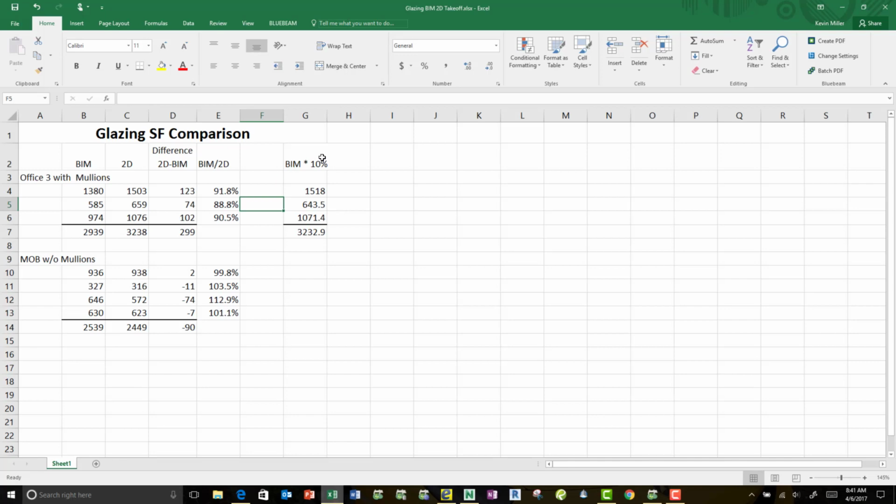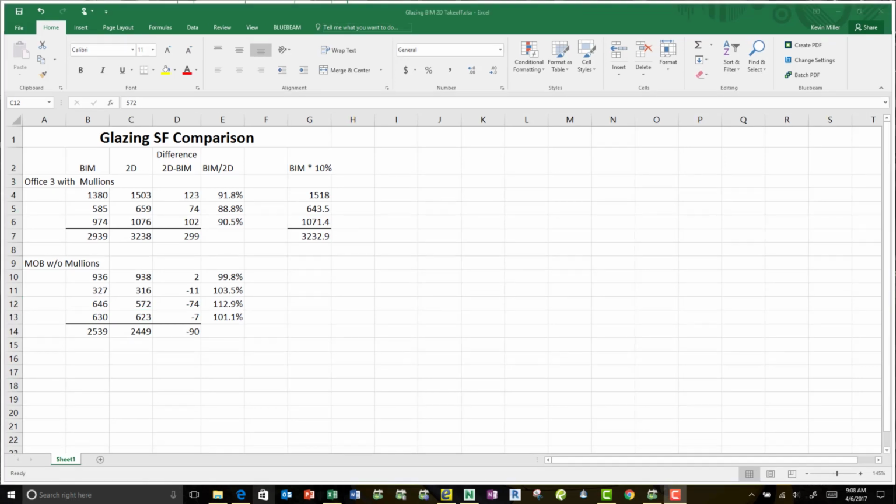However, if I just put a straight 10% and add that to all the quantities, it comes out surprisingly close between the 10% added to the BIM and the actual 2D quantities. However, when I look at the project that had no mullions at all, the quantities were really close. The only one that's different is this one right here, and the big difference there is in the 2D documents, I didn't catch that spandrel glass that was kind of walking into the entryway.